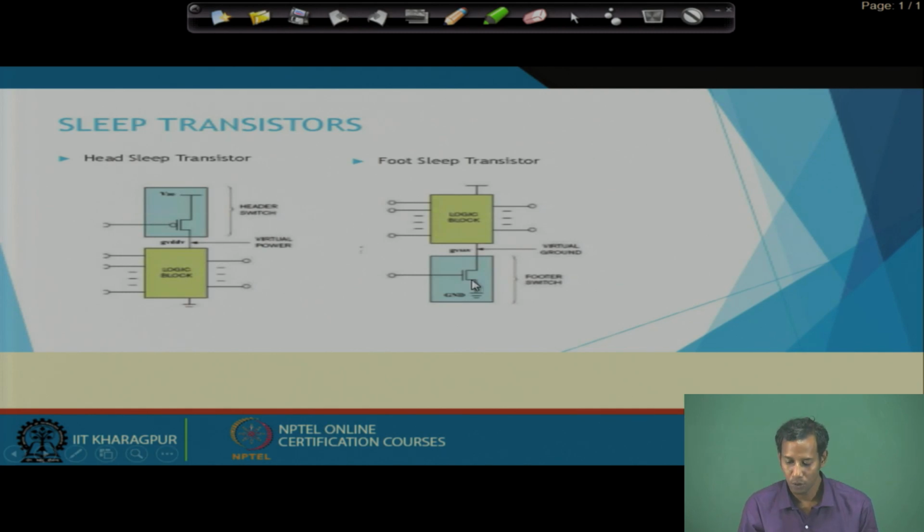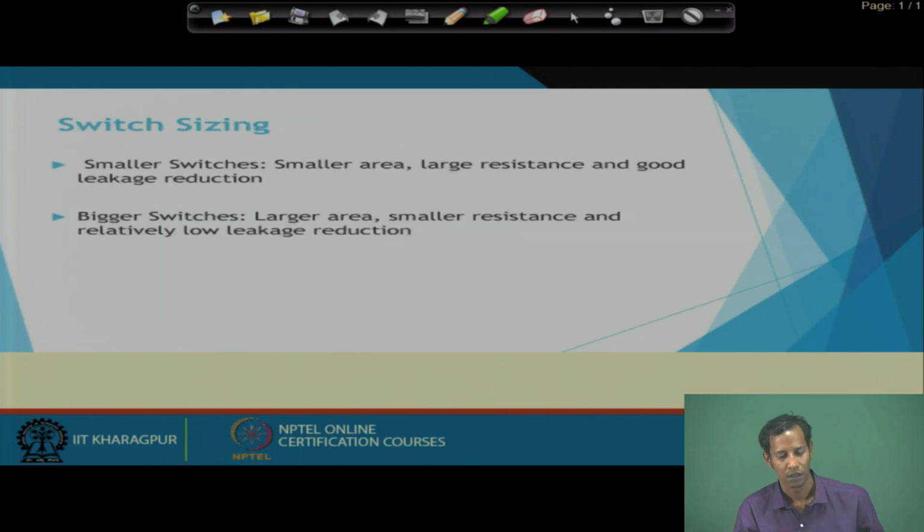Okay. So, this particular thing is the virtual power, and this is the virtual ground. So, depending on putting these sleep transistors at the power supply as well as the ground, I can activate them whenever they are needed, otherwise it will be in the sleep mode to reduce the corresponding power consumption. Then another technique is switch sizing.